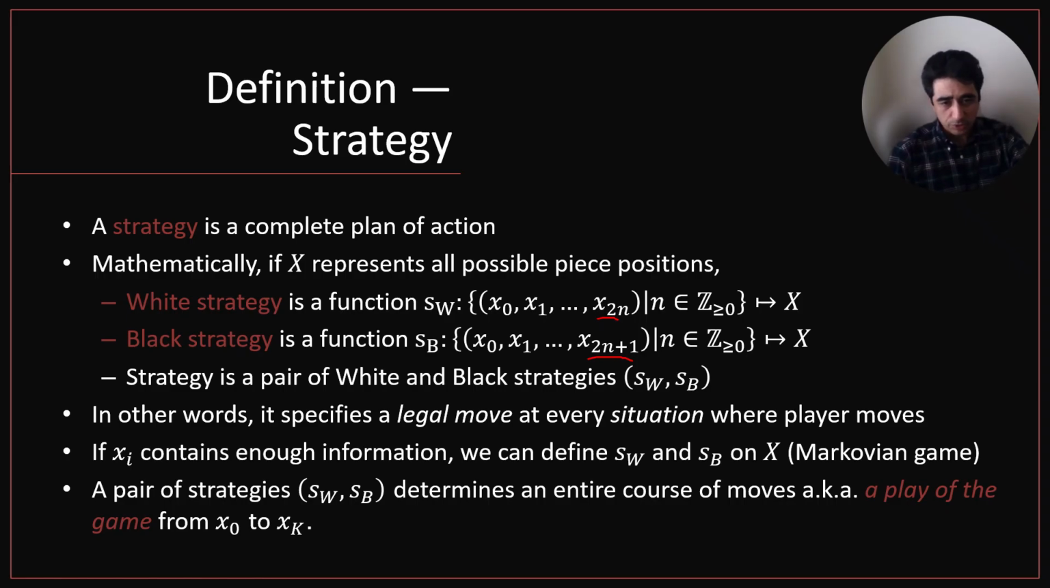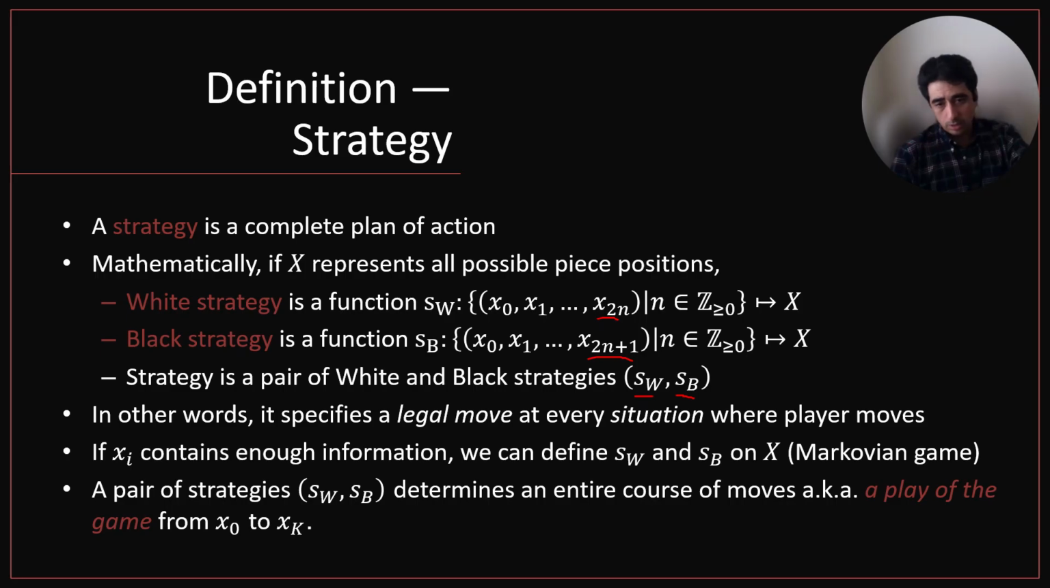Now, a strategy would be a pair of both white and black strategies. So if I have a strategy for white side and for black side, the pair would be called the strategy, a complete plan of action. And that plan of action, the pair of strategies, will define the whole game. If you know these two, then you can play the whole game from beginning to end in a deterministic way because you know these two functions.